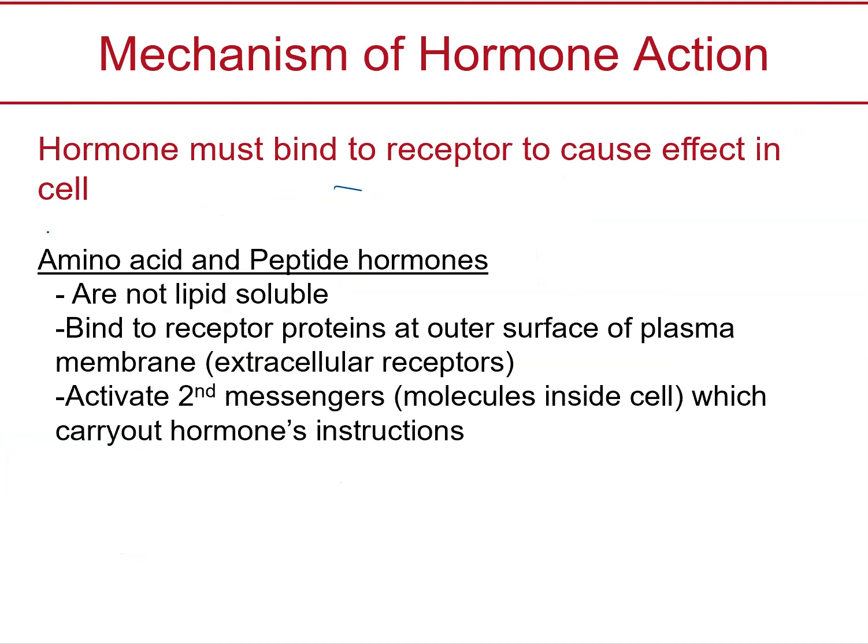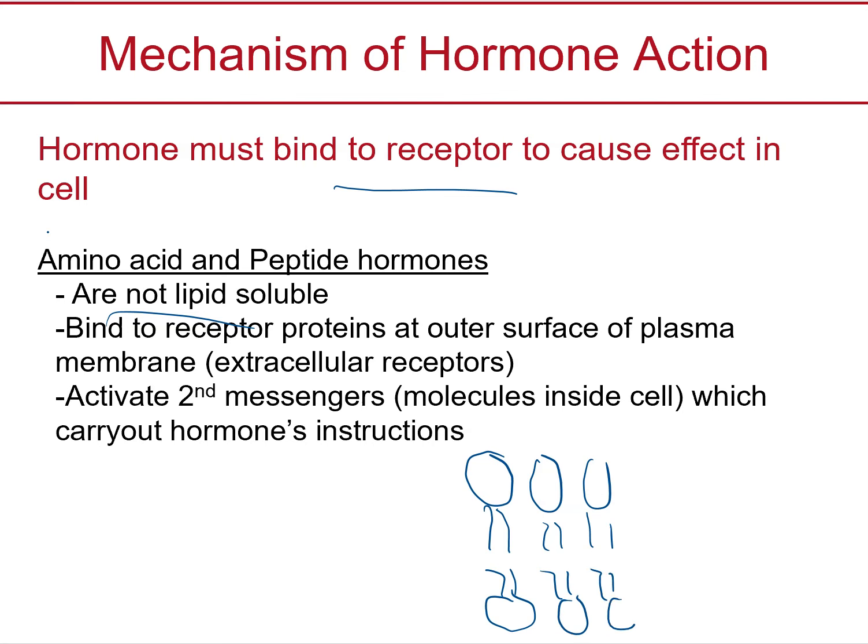Well, we know it has to bind to a receptor. We know that's pretty specific, and then it's going to cause an effect in the cell. Now, we have a problem because the amino acids and the peptides are not lipid soluble. You might remember that a cell membrane has a double layer of phospholipids, and those phospholipids are lipids. You had your non-polar tail, which was in the middle. Non-polar does not like water. And then you had the polar heads, which would like water. And so we knew that if anything was polar, it would be attracted to the cell, but it couldn't get through.